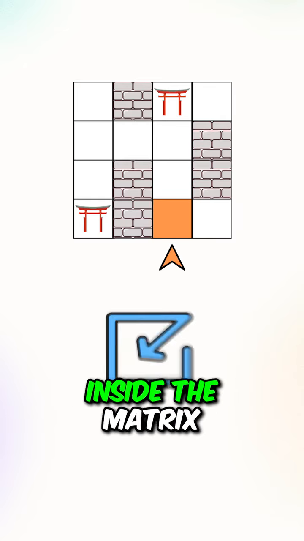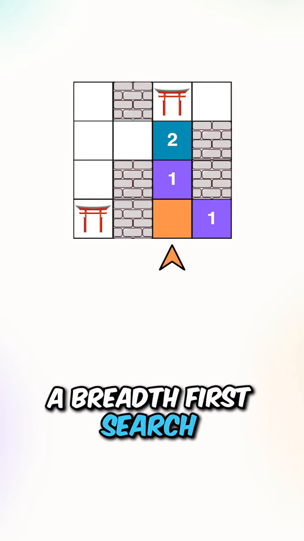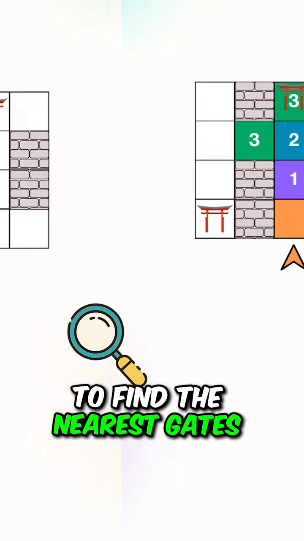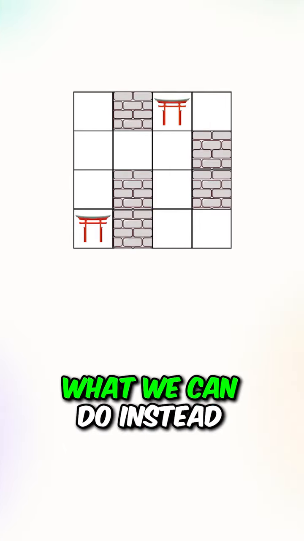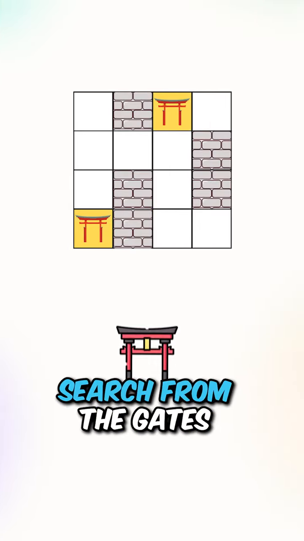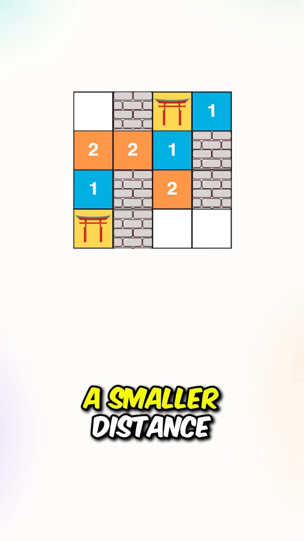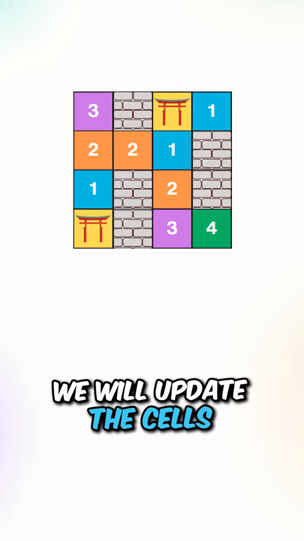For each of the cells inside the matrix, we can perform a breadth-first search to find the nearest gates. Now let's look for a more optimized approach. What we can do instead is start breadth-first search from the gates. Every single time we find a smaller distance, we will update the cells.